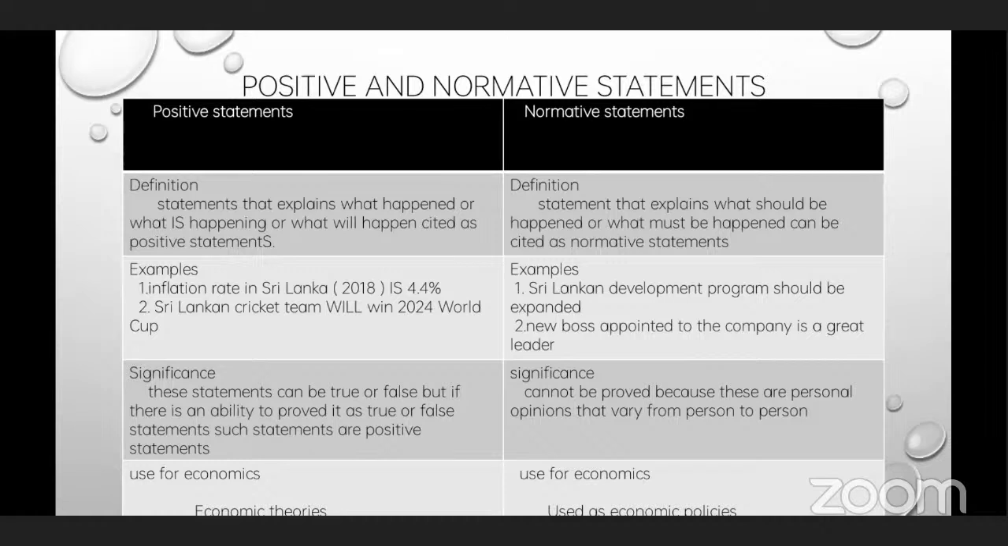Okay, positive statements can be true or false, but if there is an ability to prove it true or false, such statements are known as positive. While statements that cannot be proved, because those are personal opinions that vary from person to person, are known as normative statements. Okay, we'll see positive statements can be proved through real world facts, while normative statements cannot be proved through real world facts. Okay, we will move to the next slide.